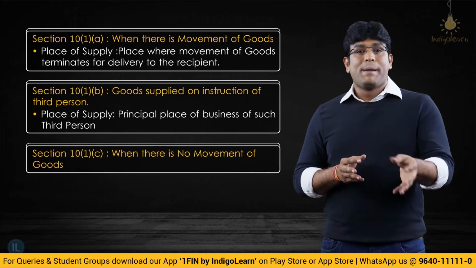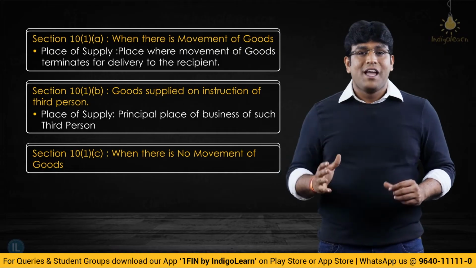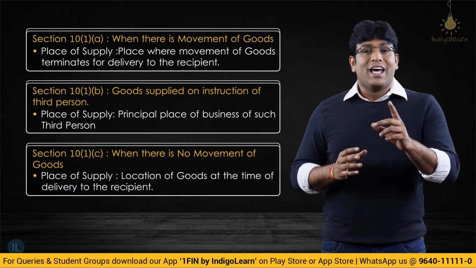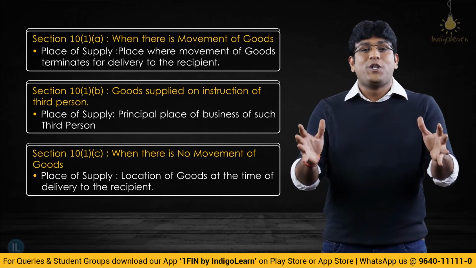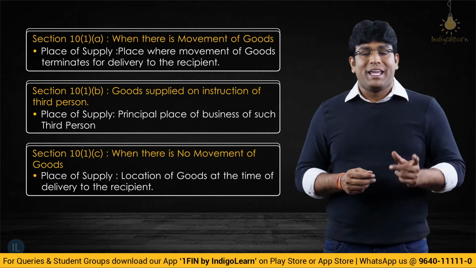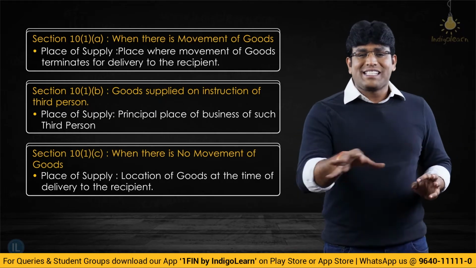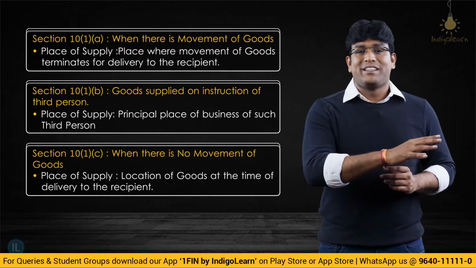10(1)(c) talks about place of supply in case where there is no movement of goods. In that case, place of supply will be the location of goods at the time of delivery to the recipient. That's the story of 10(1)(a), 10(1)(b) and 10(1)(c). We are just left with 10(1)(d) and 10(1)(e). If we do that, section 10 will be over.